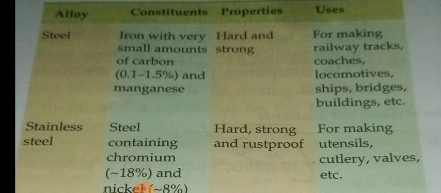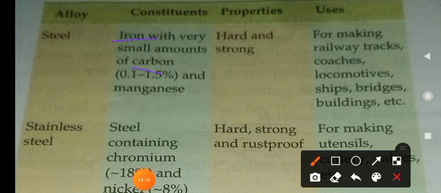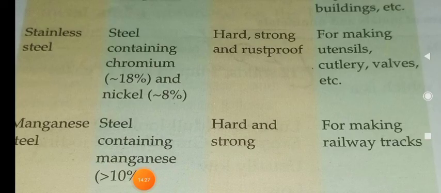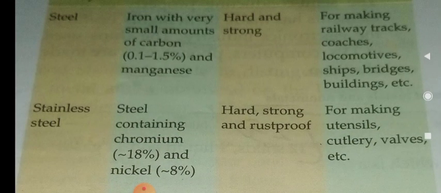Steel is made up of iron and carbon, and also manganese. Stainless steel contains chromium and nickel. Manganese steel contains manganese and iron. The various uses are also discussed here. Manganese steel is used for making railway tracks. Stainless steel is used for utensils, cutlery, bowls, etc.